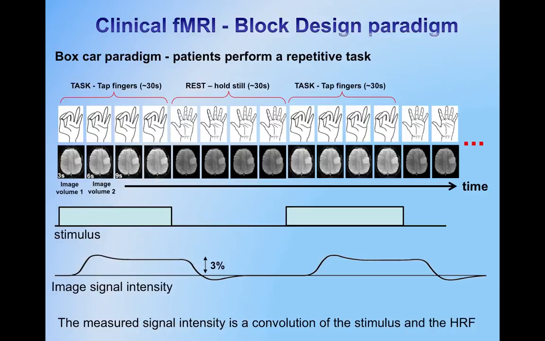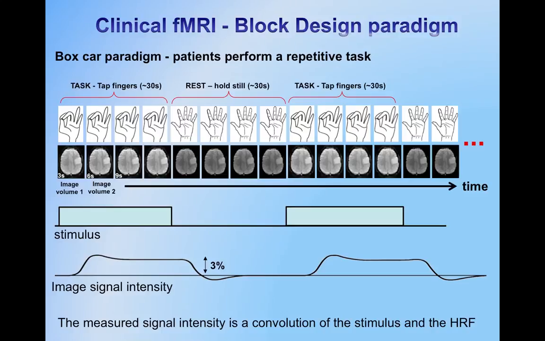So in this case, if we're trying to identify the part of the cortex that's controlling the hand, we get them to just do a simple finger tapping task. So we get them to tap their fingers like this for 30 seconds. And then we get them to rest for 30 seconds, then we get them to tap for 30 seconds, and we repeat that process about 6 times. And during the whole time, we're taking images.